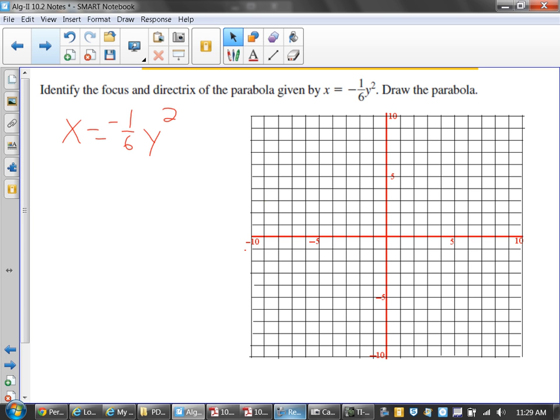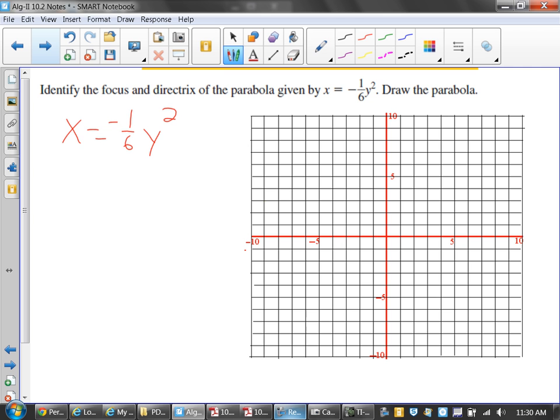When I have this problem here, I have x equals negative 1/6 y squared. Now, right off the bat, which variable is squared, x or y? So that means this one's going to open which direction? Left or right, because it's a y squared. And if it's going left or right, what's going to help me denote which direction it goes? The negative. Since it's negative, which way does it go? Left. Okay.